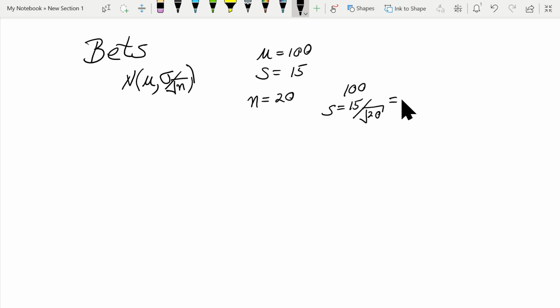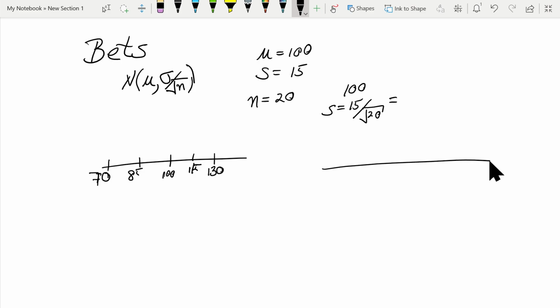This is where we get back to the empirical rule. Here's the population, 100, and I go 1 standard deviation up and 1 down. This is 115, close enough. And this is 85. I go up 2, that's 130, and down 2, that's 70. In this population, 95% is between 70 and 130. 68% is between 85 and 115.